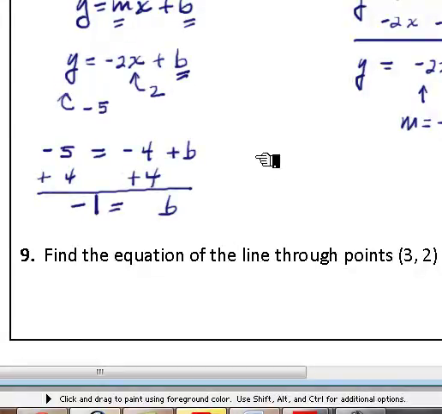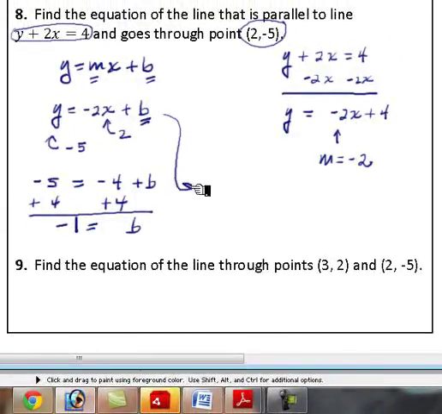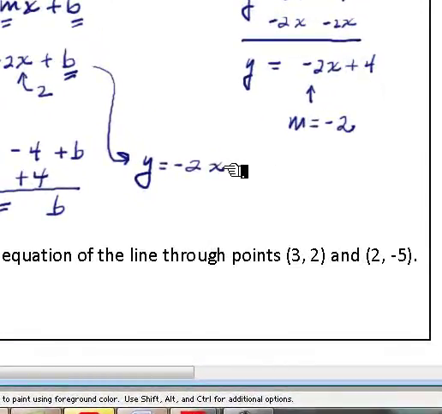So the equation of our line, continuing filling in right here, let's do that over here. And we have y is equal to minus 2x. And for b, we have minus 1.